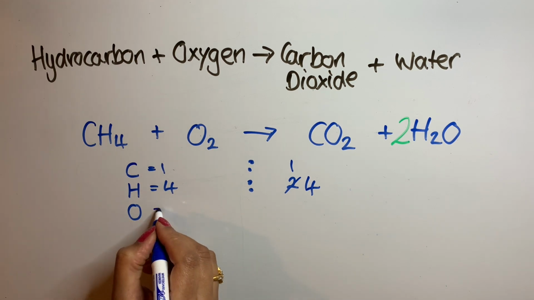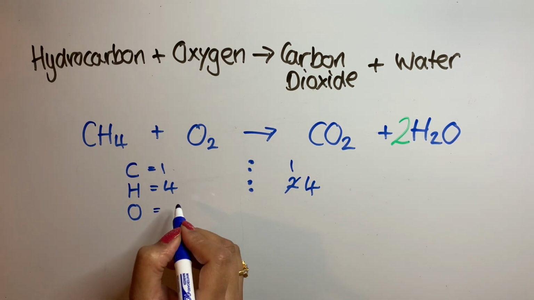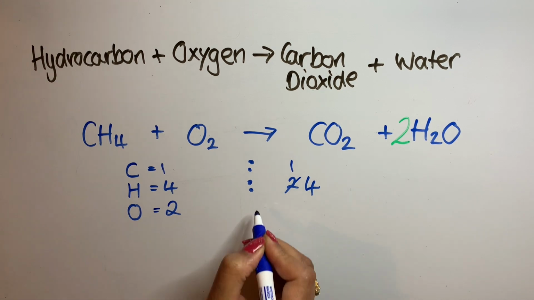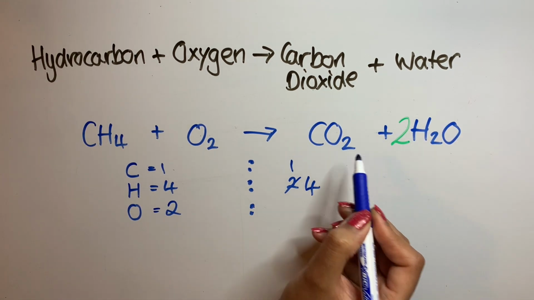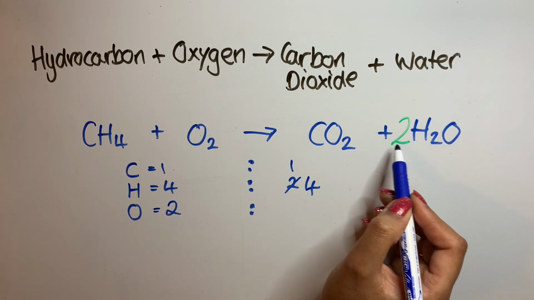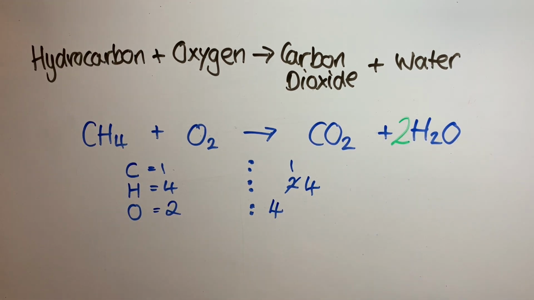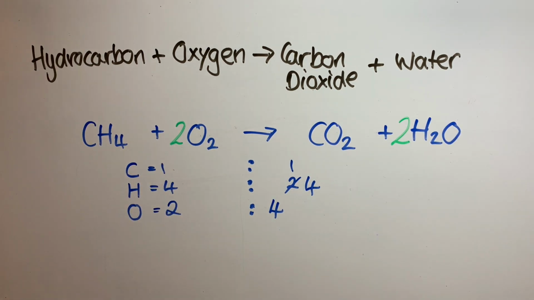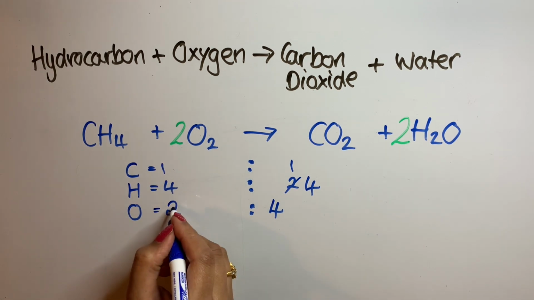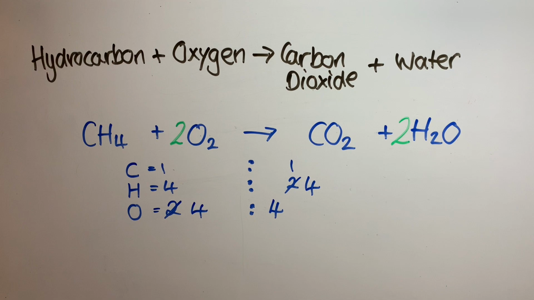Now if we look on our left hand side, at the moment we have 2 oxygens, and on the right hand side we have 2 oxygens there plus our 2 oxygens here, so we have 4 oxygens altogether. So that means for our oxygens to balance out we would need 2 O2 molecules, because 2 times 2 now is 4. So that is our balanced equation.